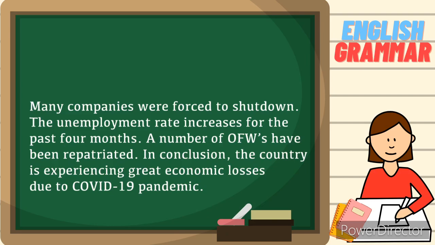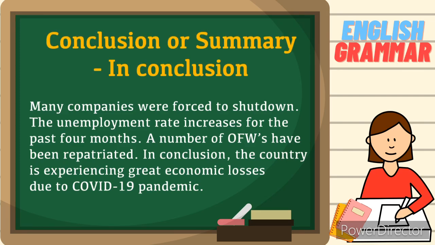Many companies were forced to shut down. The unemployment rate increased for the past 4 months. A number of OFWs have been repatriated. In conclusion, the country is experiencing great economic losses due to the COVID-19 pandemic. In this example, the last sentence introduced by the transition signal in conclusion talks about economic losses, which is actually a brief summary that talks about the focal point of the first 3 sentences. Did you get that?